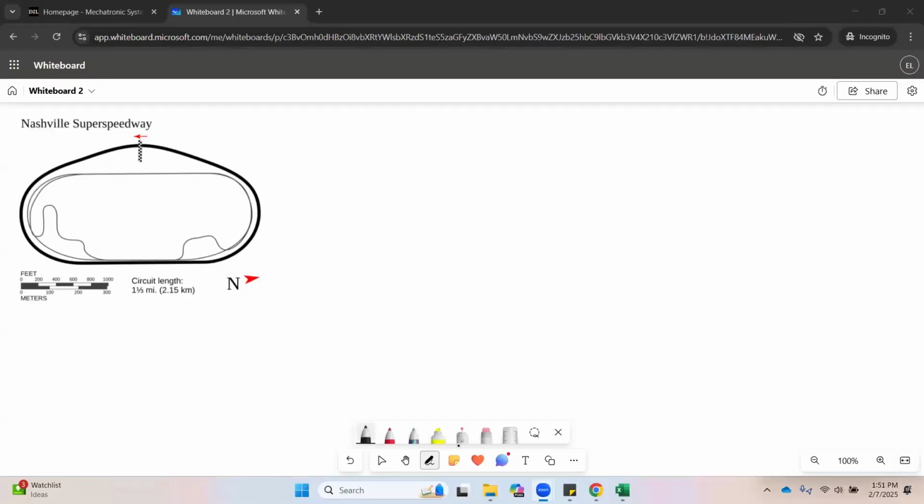Today's problem, we're going to do race cars going around the track and find relative velocity and relative acceleration for them moving around a curved track. So we can see from this diagram, this is a NASCAR Nashville Superspeedway. So we're going to have a NASCAR race. Looking at this, we are given 2.15 kilometers as the distance around the whole track.